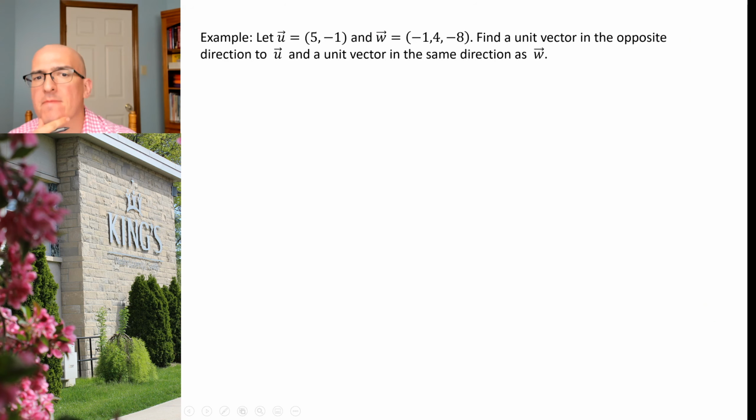Taking the definitions that we just saw and seeing how we can twist them and ask something a little bit more complicated. We're given a vector u, 5, negative 1, a vector w, negative 1, 4, negative 8, and we're asked to construct a unit vector in the opposite direction to u and a unit vector in the same direction as w.